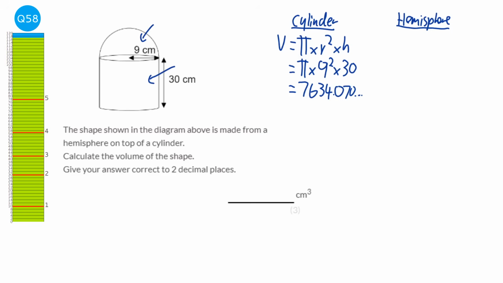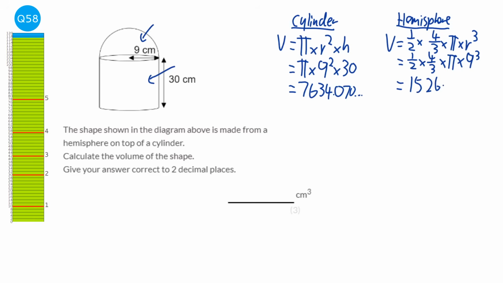Next is the hemisphere. To find the volume of the hemisphere, well, the volume of a sphere is 4/3 times pi times r cubed, but because it's a hemisphere, we just times that by a half. So it's half times 4/3 times pi times r, which is the radius, which is 9 cubed, and that gives us 1,526.814 blah blah blah.